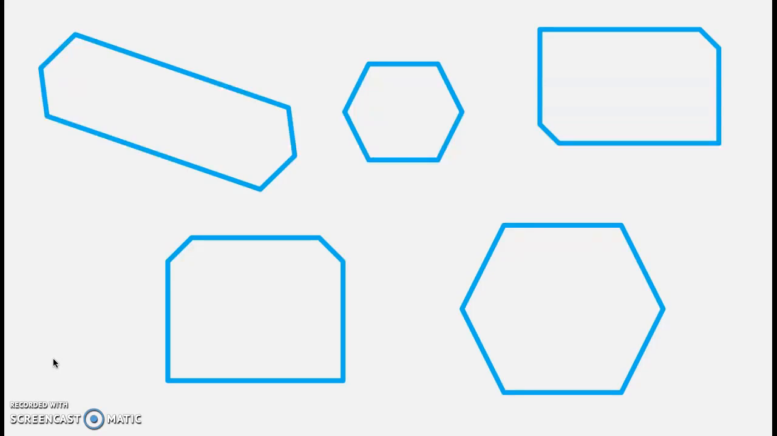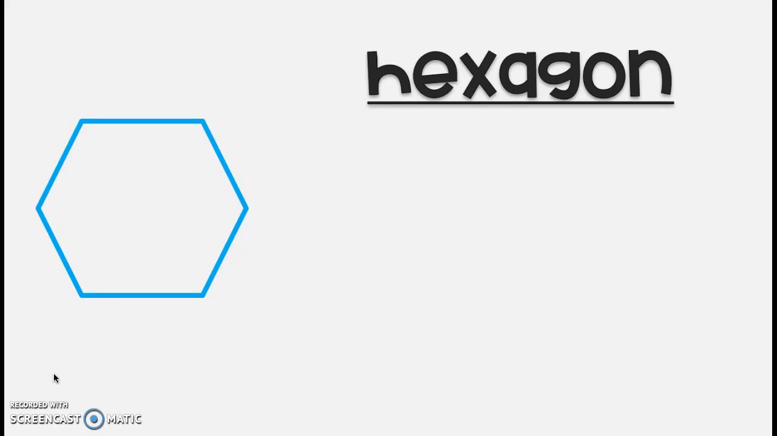All of these shapes are hexagons. But they don't all look exactly the same, do they? Nope. You got to look really closely to see all the good details that make them hexagons. Let's check one out. This is a hexagon.